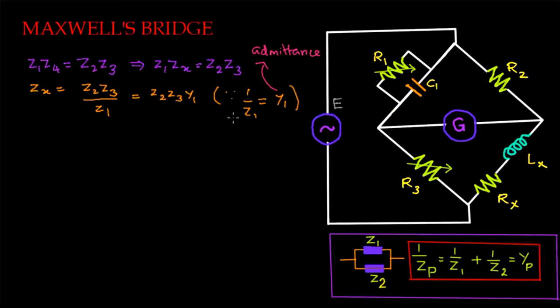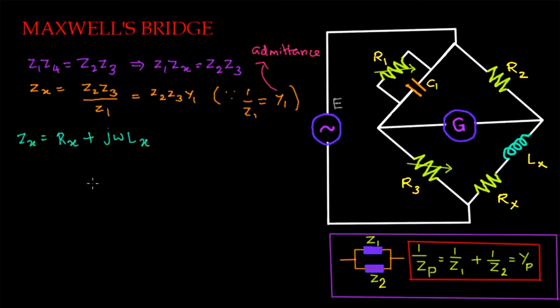Now we can substitute each term. What is Zx? Zx is the impedance of the fourth arm. You can see that there is a resistor and an inductor in series. So what is the impedance of that term? There is a resistor Rx in series with an inductor. What is the reactance of an inductor? That is nothing but j omega L. So Zx is Rx plus j omega Lx, because this is the unknown inductance, so we call it Lx.